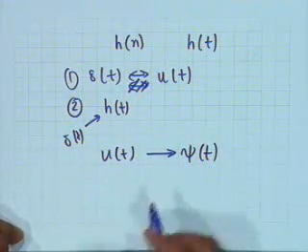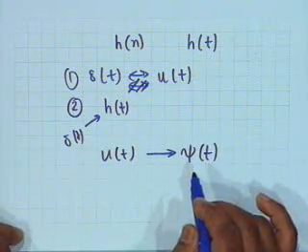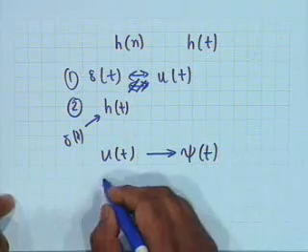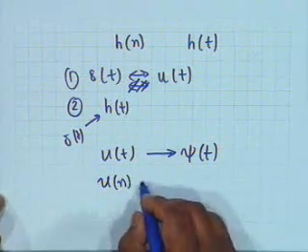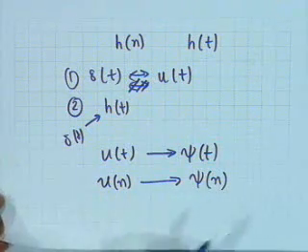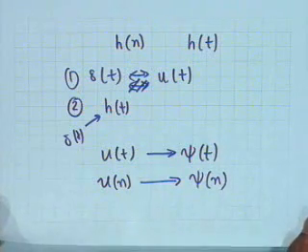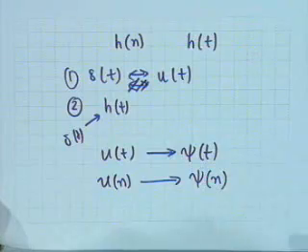H of t is the unit impulse response, the corresponding response to unit step is psi of t. Similarly, a unit step in the discrete time domain shall give rise to psi of n. The textbook uses some other symbol which we shall reserve for frequency in a later part of the course. So u of t leads to psi of t and u of n leads to psi of n. Let's consider a discrete time system first.